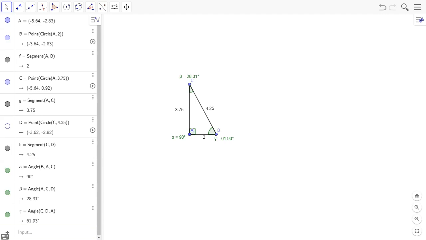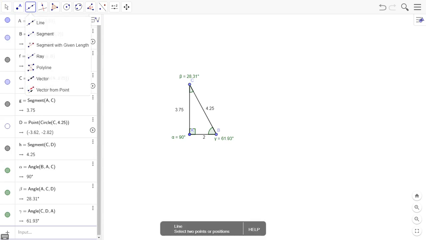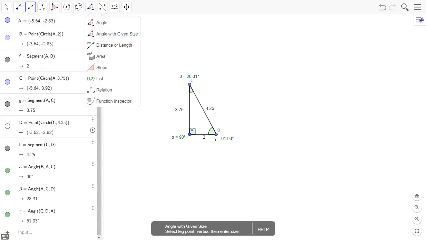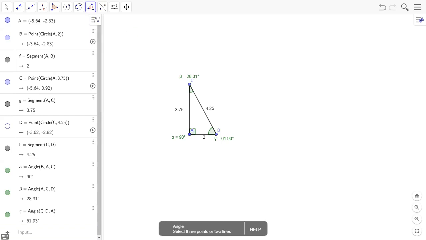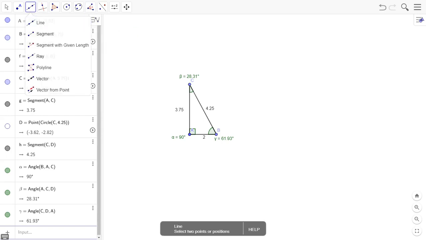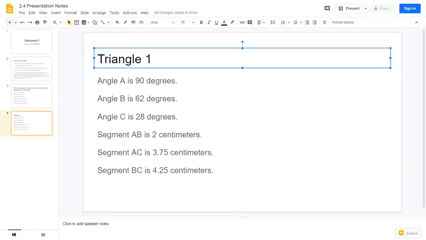One thing I just found, feel free to use the segment with a given length. Use that one to make my sides, and then I use my angle tool to measure those angles. So again, what information did you use, and what was the least amount of information you could have used? Okay, so here I'll show you another triangle, and you can work on that one. We'll take a look at triangle 2 here.